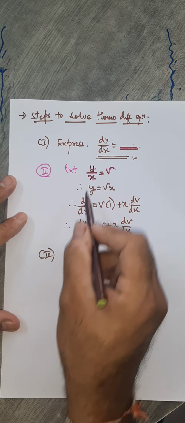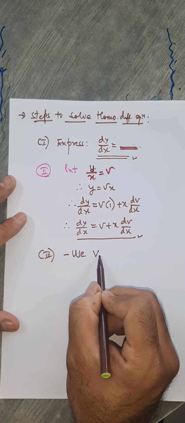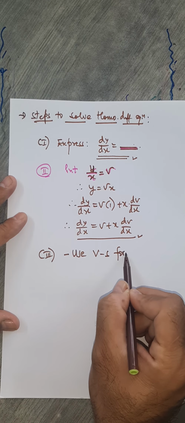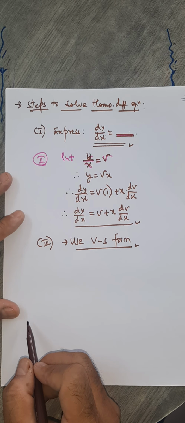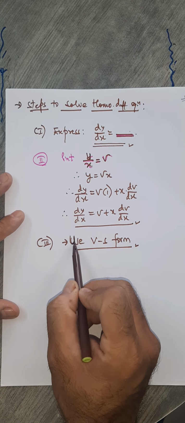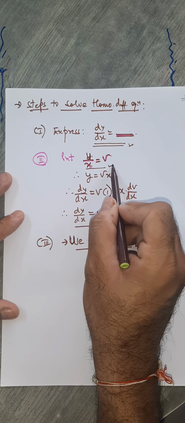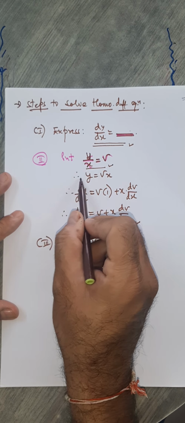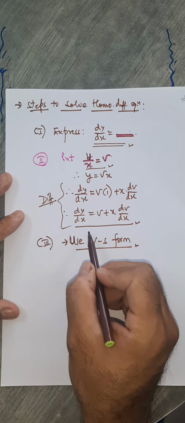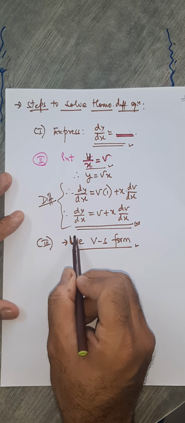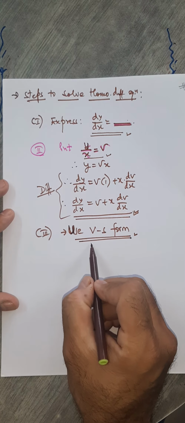And then after doing this, you use the variable separable form, VS form, that is the previous method. So you can solve it. This is what you need to do. Clear? What is the first step? Express dy by dx equals to something. Put y by x equals to v substitution. Then this is y equals to vx, and then this is just by differentiation. After using this substitution, use the variable separable form. So immediately you will get the solution of the given differential equation.